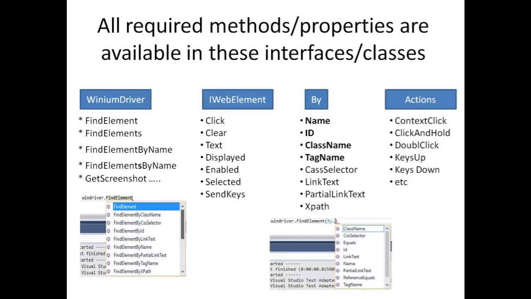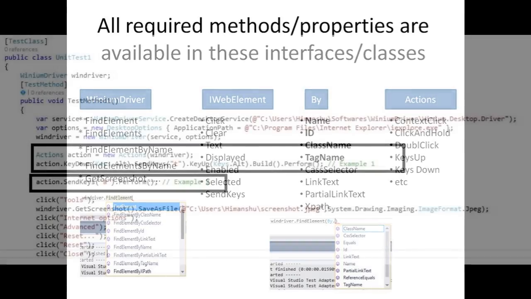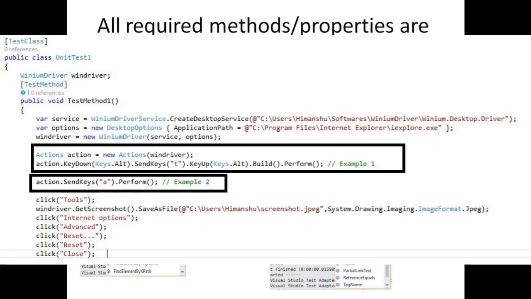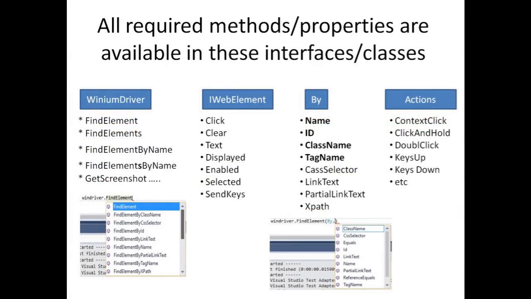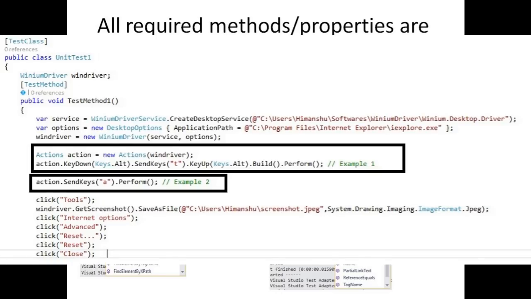Well, let's talk about the By class now. The By class has many methods by which you can find the element on the screen, but from a Windows application perspective, not all are of use. We can use name, ID, class name, tag name. You can also press keyboard keys, but for that you have to create an object of the Actions class. Yes, the Actions class. The Actions class has methods which can help you do some advanced operations, like right click, drag and drop, clicking keyboard keys, etc. Don't forget to use Build.Perform if you are creating a sequence of multiple keys, like Control S to save the file. Here is an example of that.